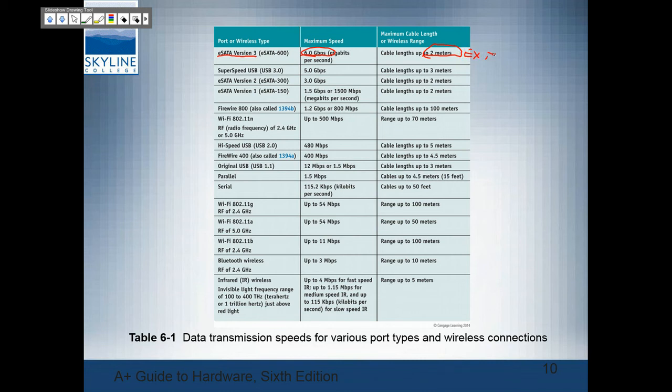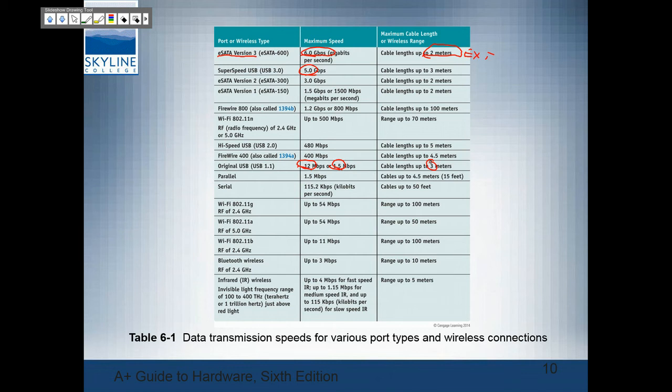SuperSpeed USB, USB 3.0, 5 gigabits per second, which is a long way from the original USB 1.1, which was 12 megabits or 1.5 megabits. Cable lengths up to 3 meters. Originally, these things kind of came on cables. You can get cables for them, but mostly what we do today is just plug them directly into the system itself.